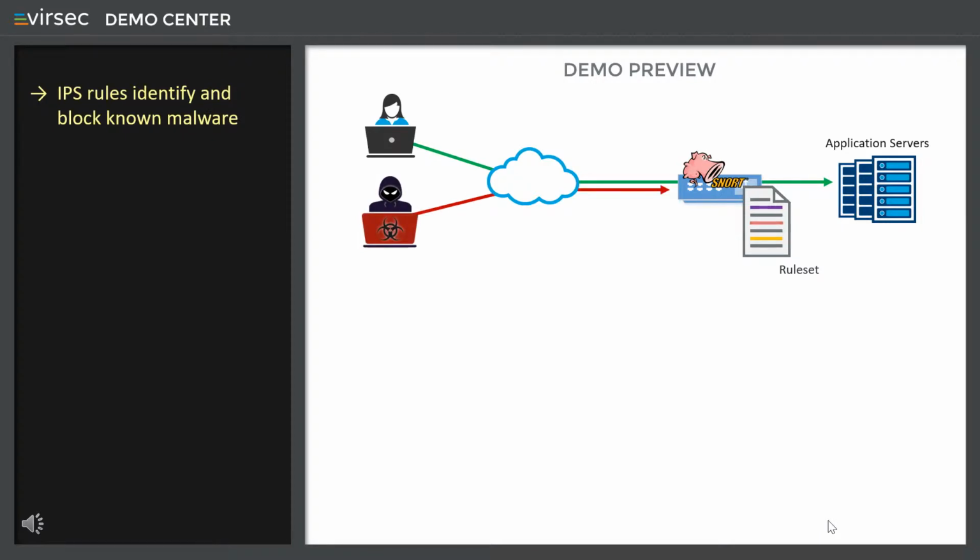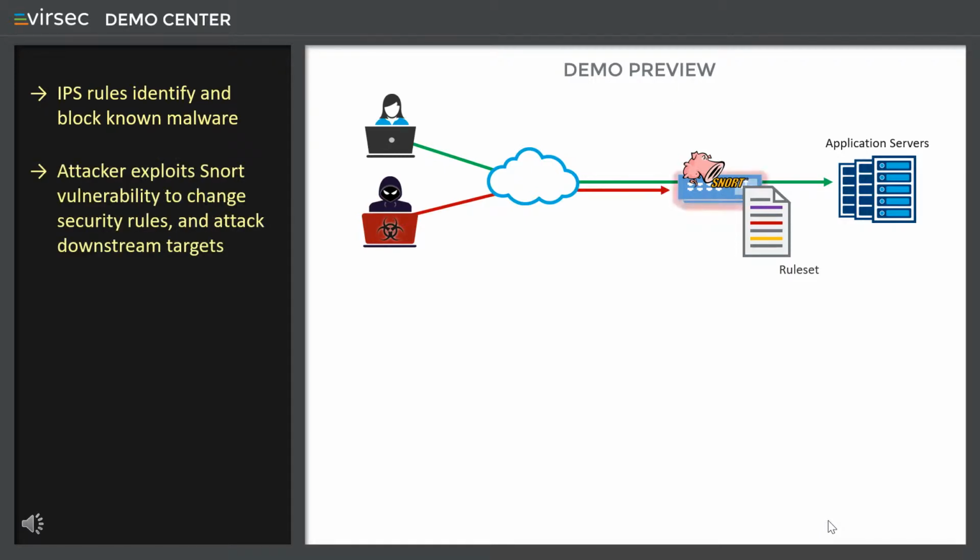Snort typically sniffs network traffic and uses rule sets to block known malware. By exploiting a recently discovered buffer overflow vulnerability in Snort, attackers can take control of intrusion prevention systems, change blacklisted items from the Snort rule set, with the goal of sneaking malicious traffic past the defenses to attack downstream targets.